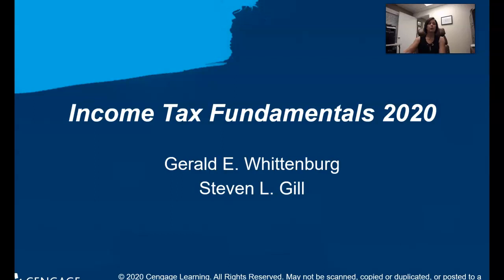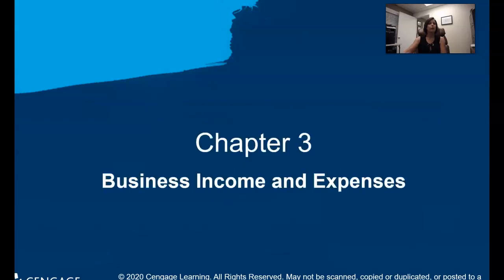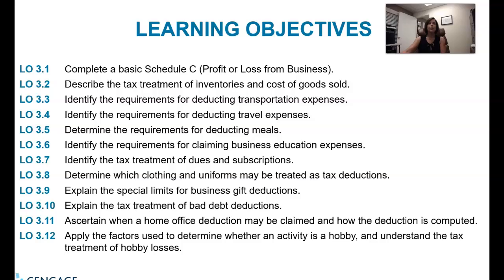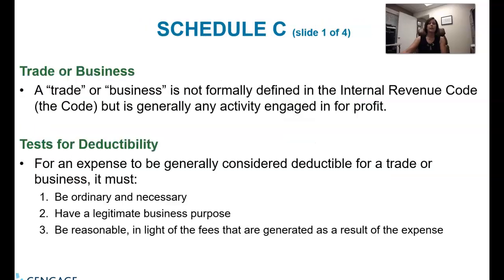Welcome to Chapter 3. And in this chapter, our focus will be on business income and expenses. Now, business can be corporations, they can be partnerships, they can be sole proprietors. And all of them will have business income. What we're going to talk about really in this chapter primarily relates to sole proprietors.